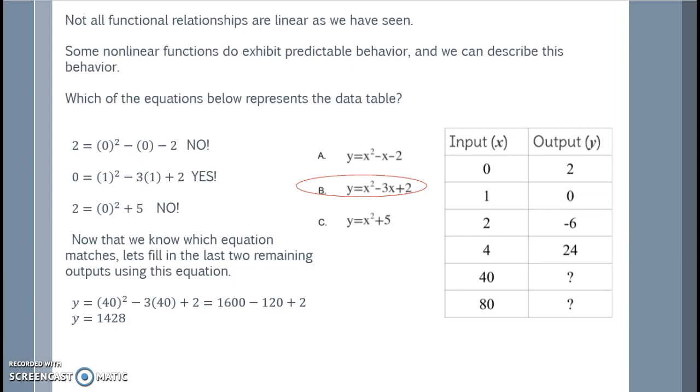So 40 squared minus 3 times 40 plus 2 is 1600 minus 120 plus 2, so 1482. We'll do the same for our input of 80. 80 squared minus 3 times 80 plus 2 is 6400 minus 240 plus 2, for 6162.